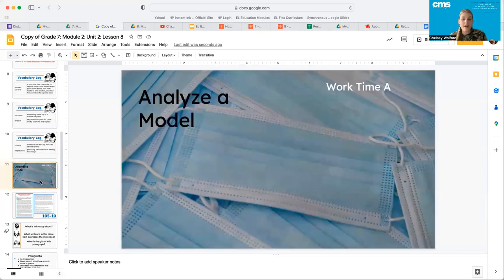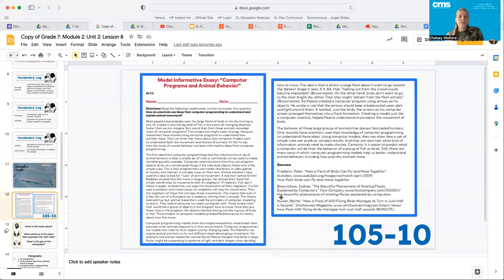All right, guys, it's now time to look at a model essay. In your workbooks, this model essay called Computer Programs and Animal Behavior is there for you. I want you to read this out loud as a class. I want you to have some discussion about it and then come back to me when you're ready to move forward. Go ahead and pause the video now.